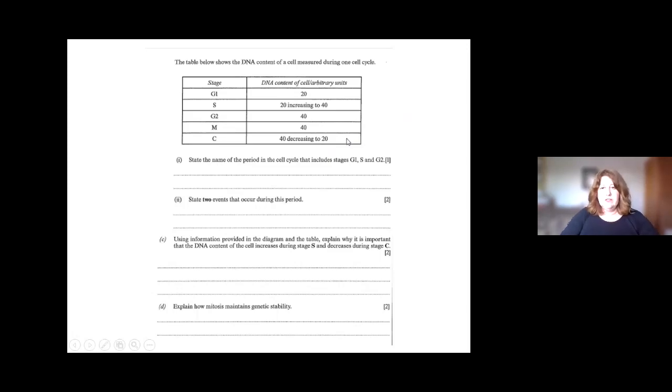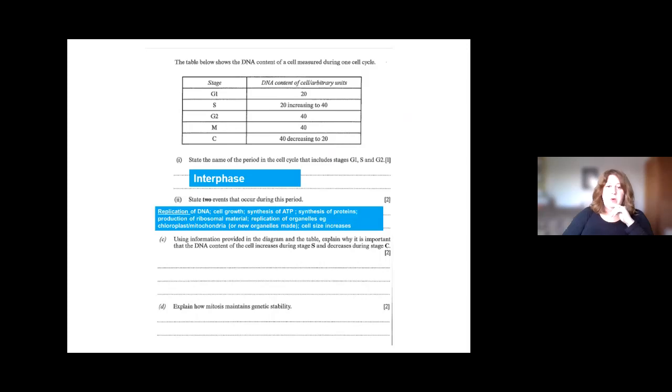So, name the period of the cell. I'm hoping now that you're going to get that straight away. The answer to that is absolutely, it's interphase. And again, another common question: 2 events that occur during the period. Well, we've talked about those. We can roll those out again and you can take your pick from any of those.